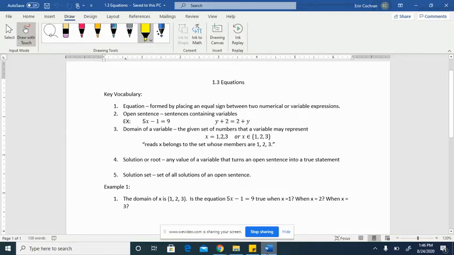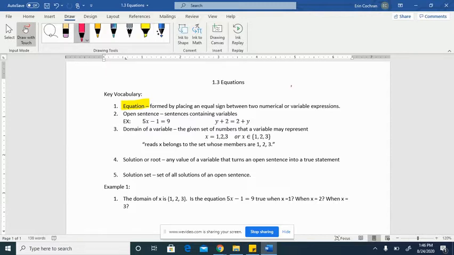All right, today we're going to talk about 1.3 equations. And I know you guys have already solved equations before, back in 7th grade and 8th grade and probably a little bit before. But we're going to talk about a little bit of notation that you may not have seen before. Okay.